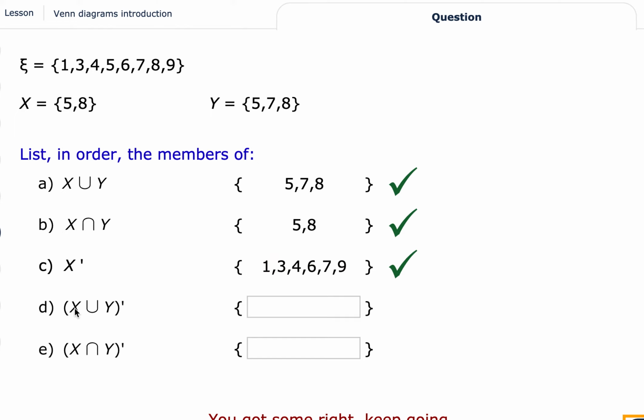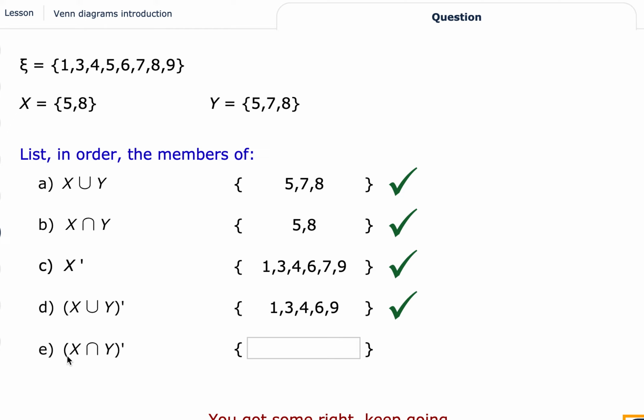Okay. X union Y, but prime. So we have 5, 7, 8, but prime means not this. So then we take this out, 5, 7, 8. I think that will give us the answer 1, 3, 4, 6, 9. Did I miss anything? I hope not.